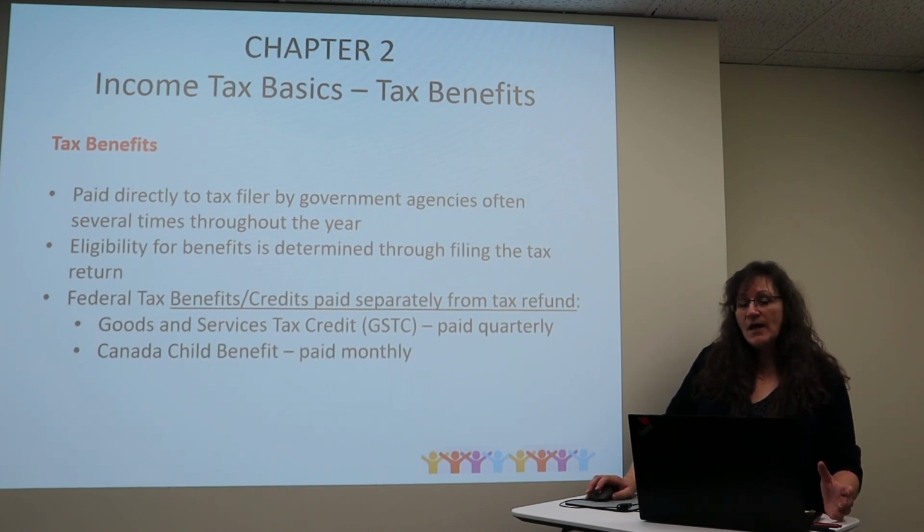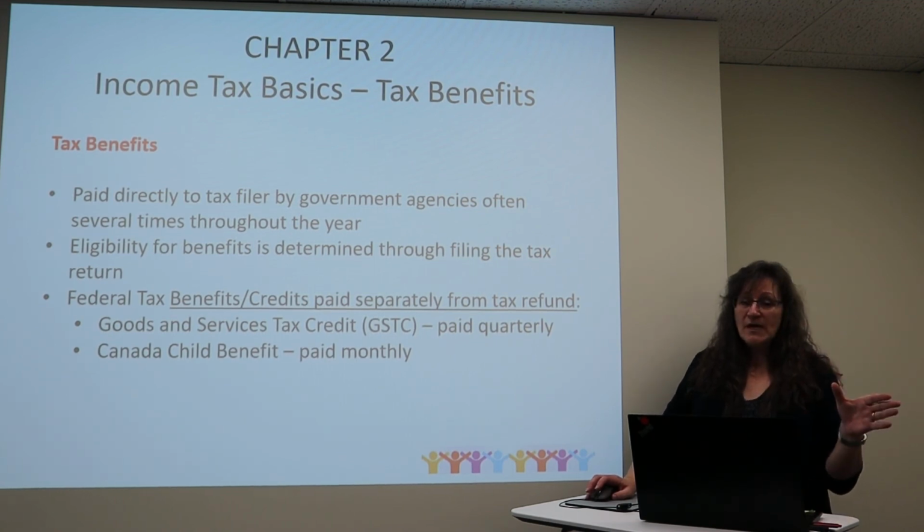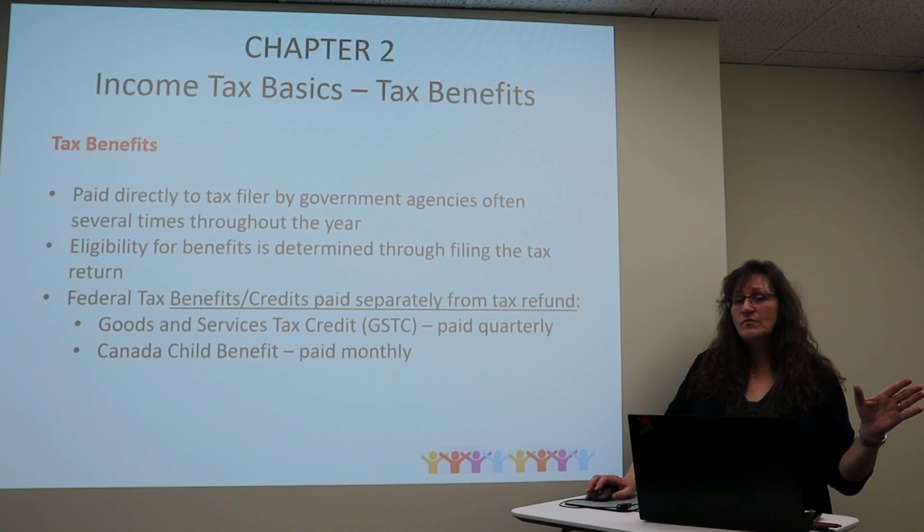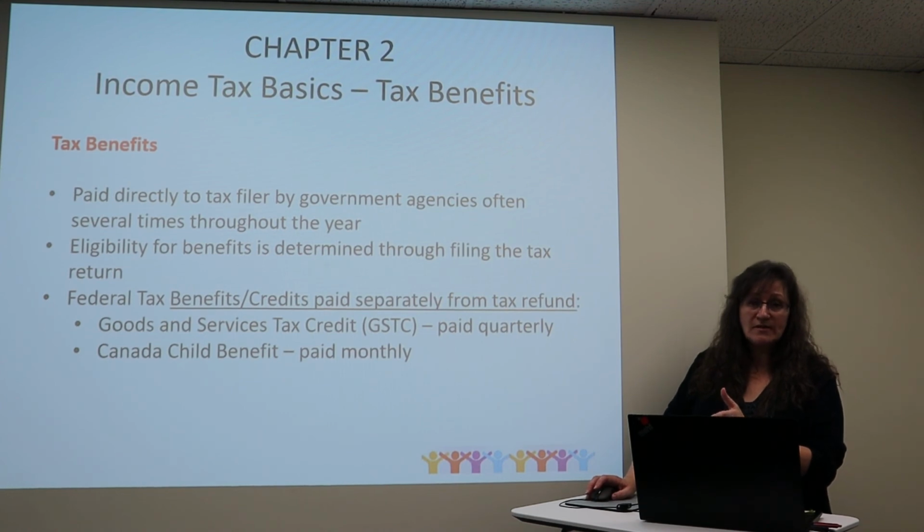Both the GST and the Canada Child Benefit reset every July following the tax year. So if you file a tax return for the most recent year, then starting in July, a new benefit payment will happen based on the income that is shown on that tax return.